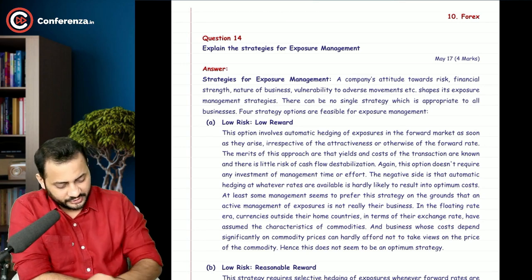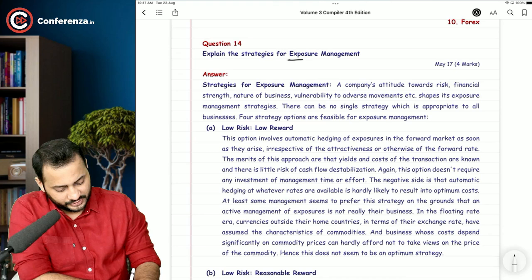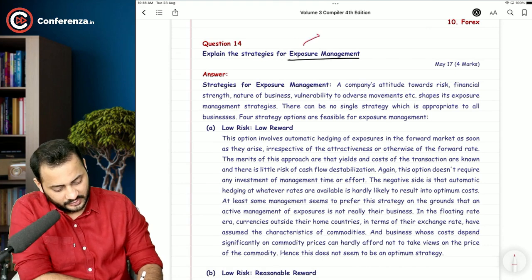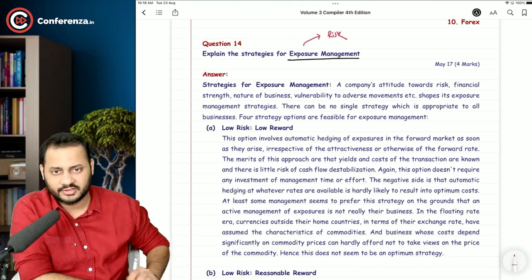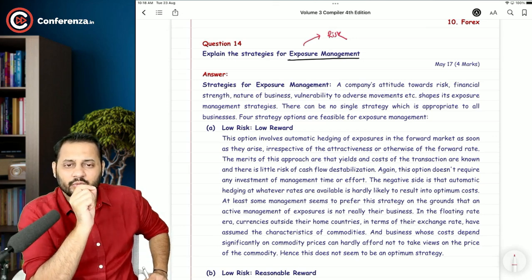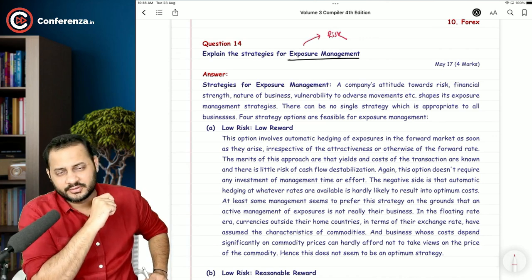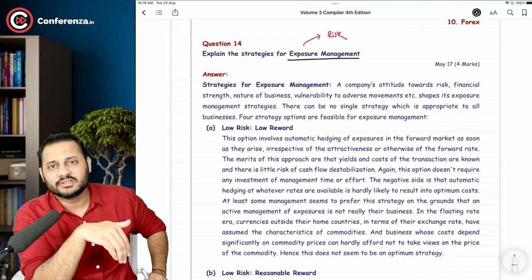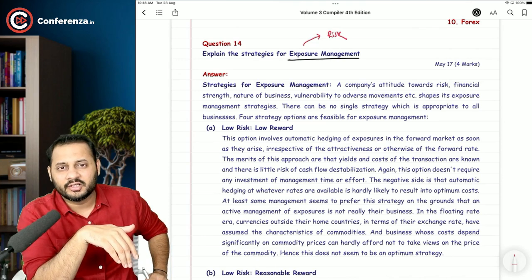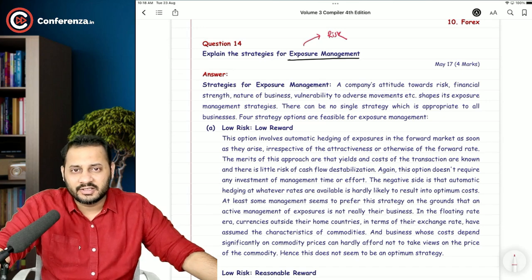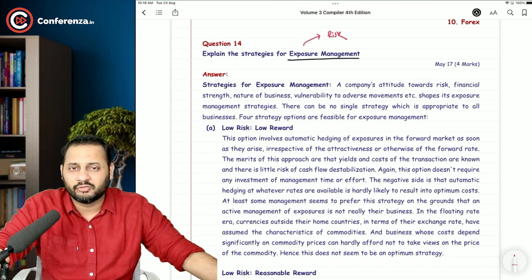Explain the strategies for exposure management. So first of all, what kind of exposure are we talking about? See, exposure means risk. And what kind of risk will there be to the exporter and importers? An exporter exports goods and services to the other country and receives revenue in terms of foreign currencies. An importer is someone who receives services or goods from other countries and makes the payment for them in the foreign currency.